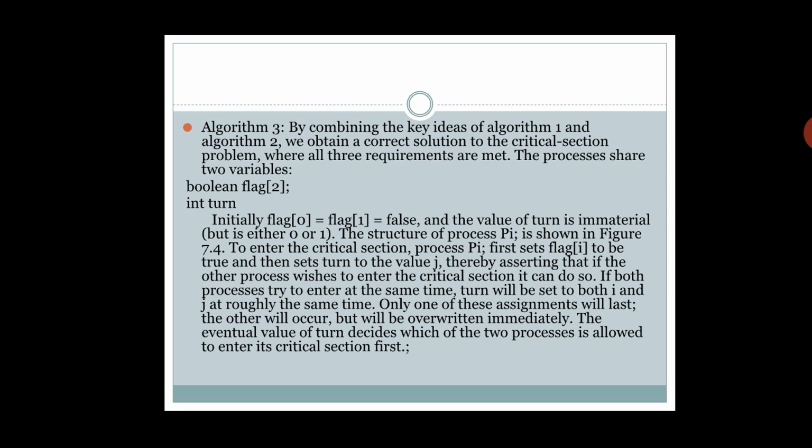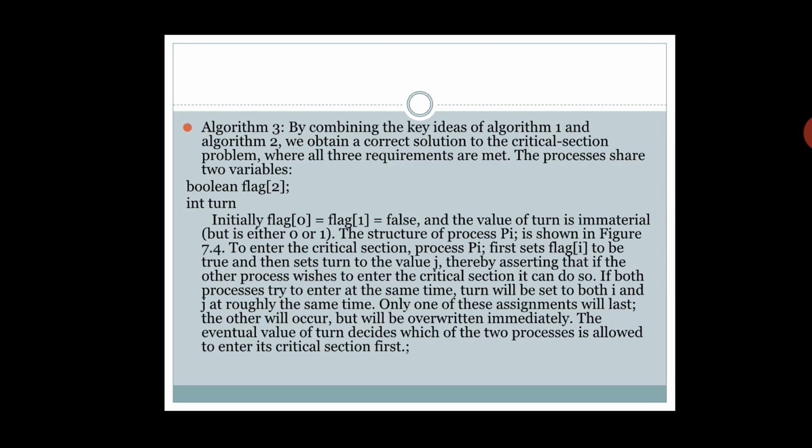The processes share 2 variables. So again you have the concept of boolean data type, a flag array, and there is one integer value called turn. Fine. Initially flag of 0 equal to flag of 1 equal to false. So by default you are setting the complete array to the false value. Okay, and the value of turn, we can say it is initializing. We are going to initialize the turn value with 0 or 1.